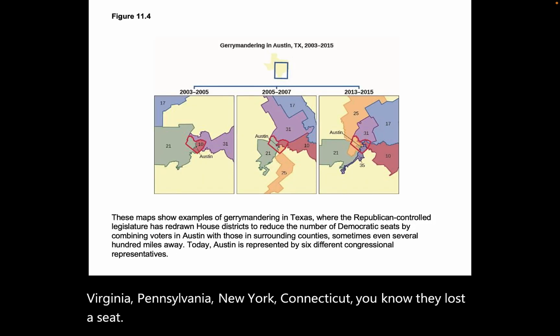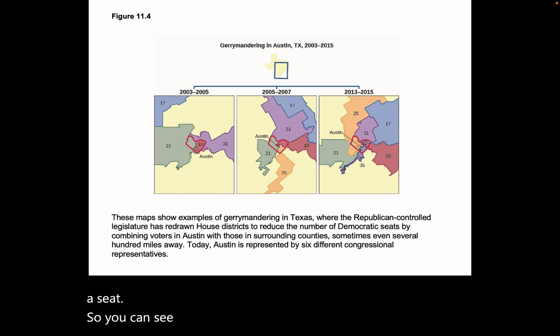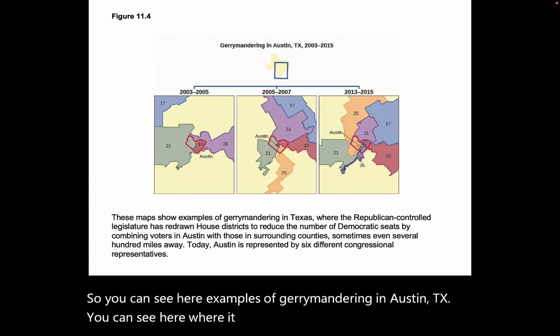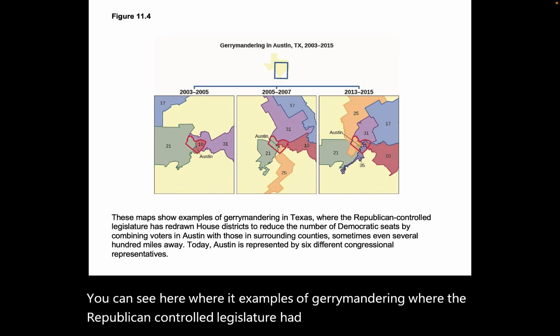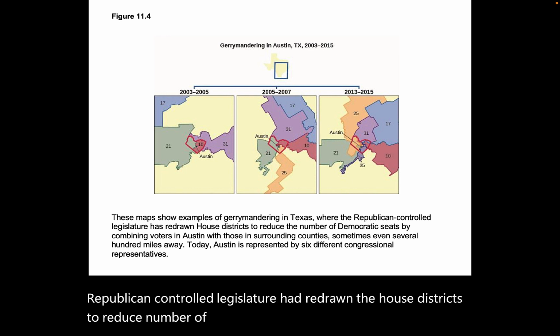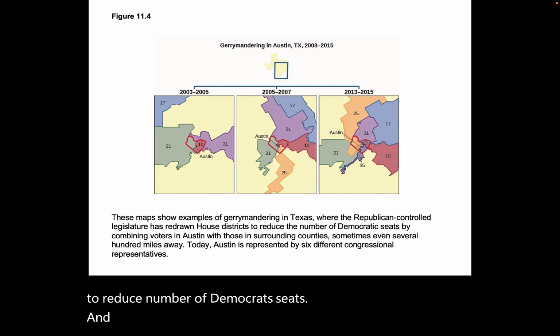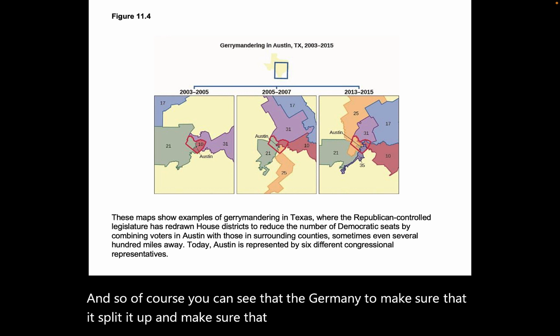So you can see here examples of gerrymandering in Austin, Texas. You can see examples of gerrymandering where the Republican-controlled legislature had redrawn the House districts to reduce the number of Democrat seats. And so, of course, you can see the gerrymandering to make sure that it split it up and remained in Republican hands.